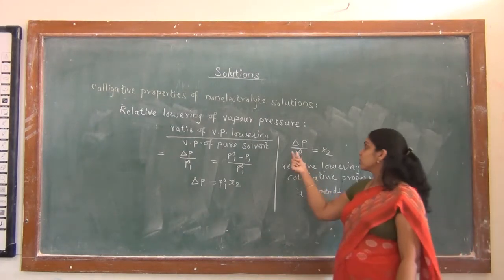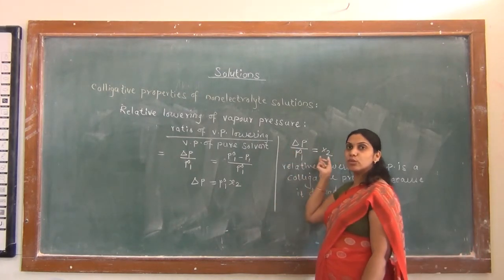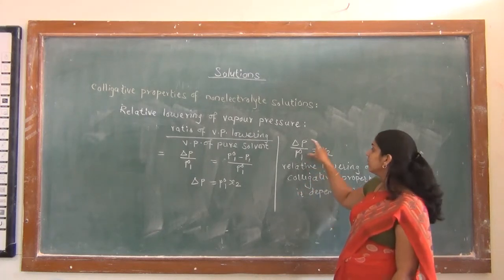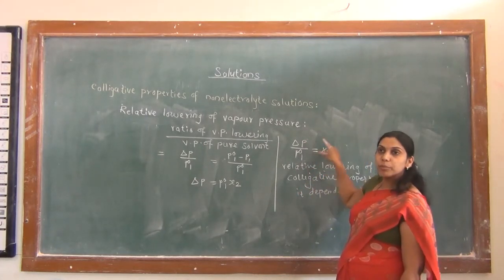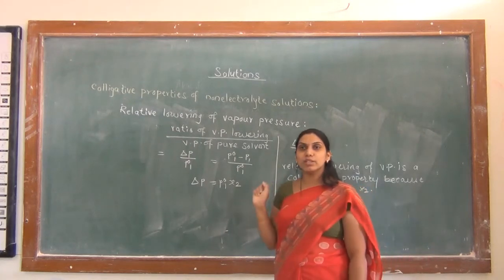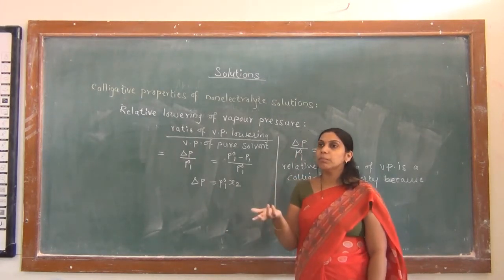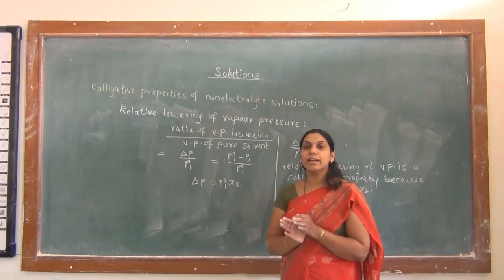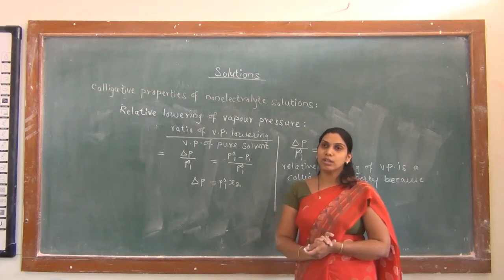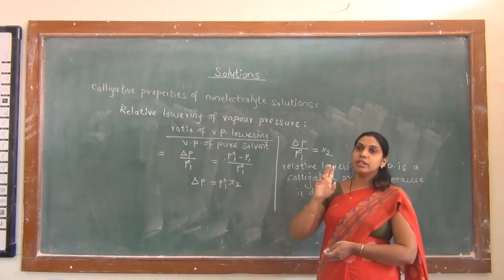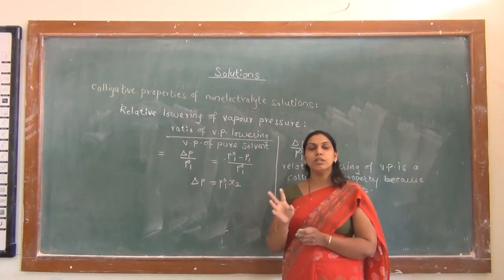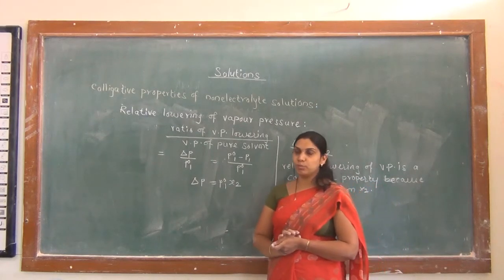See, the equation obtained is delta P upon P01 is x2. If we observe this equation, we find that relative lowering of vapor pressure is dependent on x2, and as it depends on x2, it depends on the number of solute particles, and hence relative lowering of vapor pressure is also a colligative property. So, the vapor pressure lowering and relative lowering of vapor pressure both are the colligative properties.